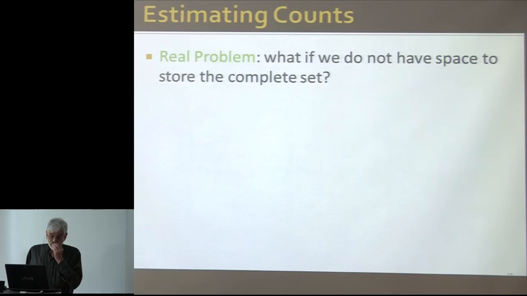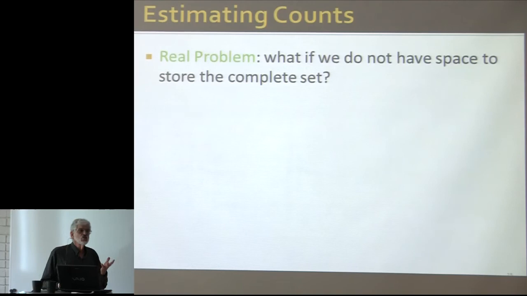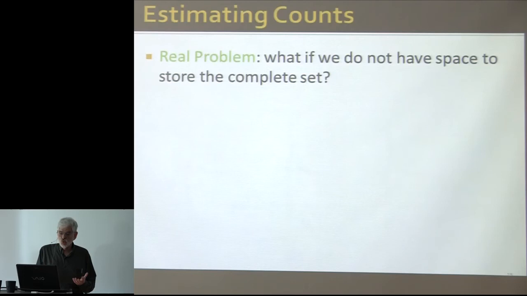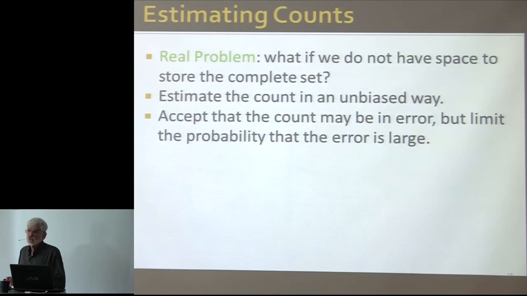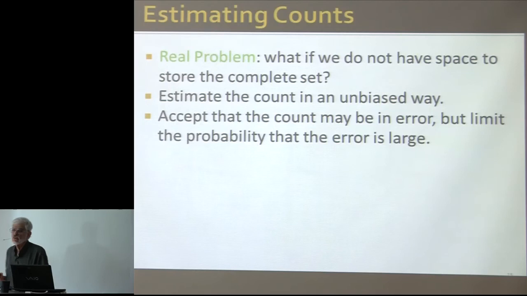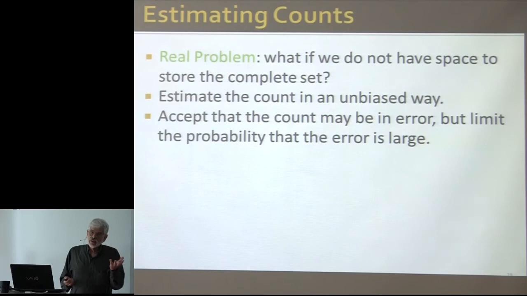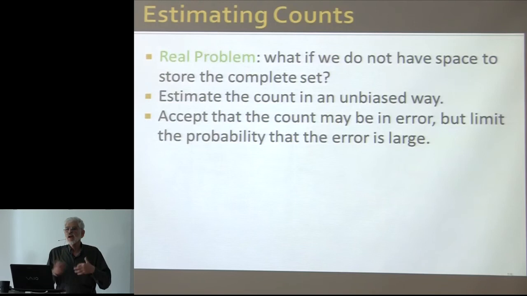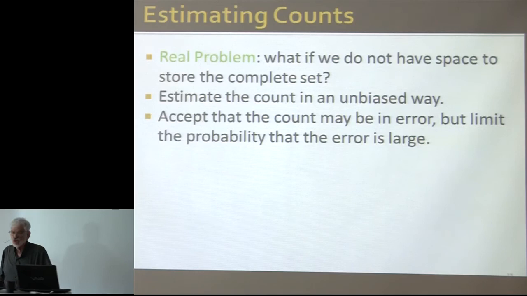It's not a guarantee, but it's reasonable. Okay, so suppose that for any of a number of reasons, including space, we don't want to store the complete list of elements that we've seen so far. The next best thing is we're going to estimate the count, and we want to do it in an unbiased way. So it could be an error up or down, but we'd like to know at least that the more effort we apply to estimating this count, the closer to correct we will probably come.